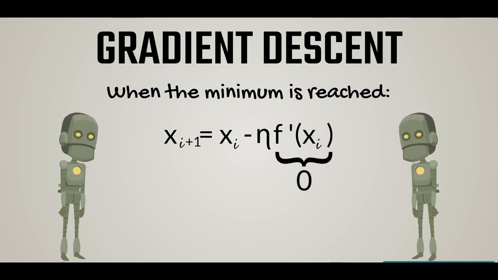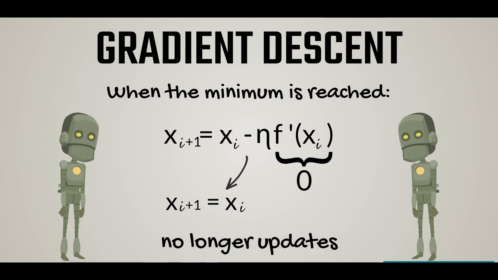So, the update rule xi plus 1 equals xi minus eta times the first derivative at xi will become xi plus 1 equals xi minus 0, or xi plus 1 equals xi. Therefore, the update rule will no longer update. Let's illustrate this with an example.